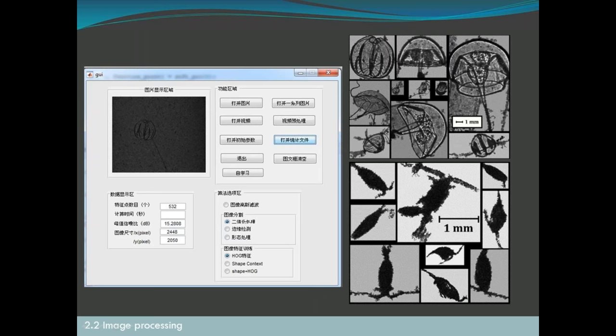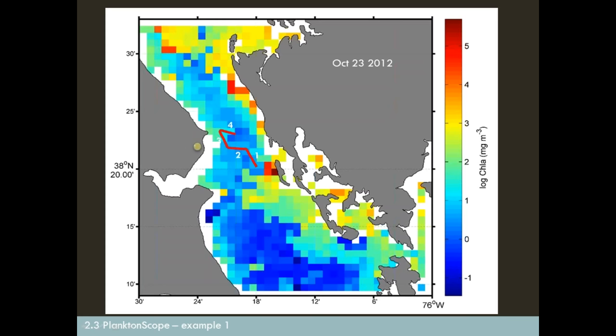Okay, now we have an interface here. I don't recommend you read the spread letter, just because the student who works with me is Chinese. So he wrote the user interface in Chinese, but it will be in English very soon.